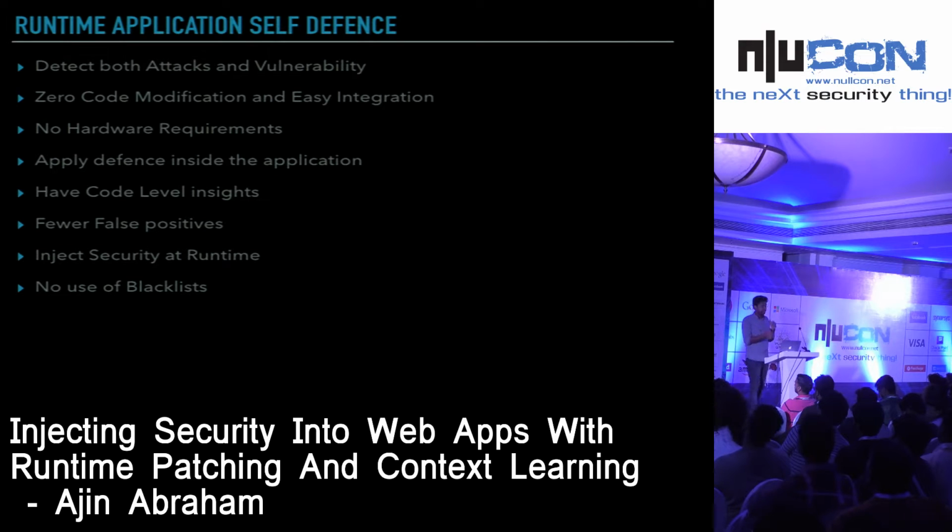Okay, so into Runtime Application Self-Defense. It can detect both attacks and vulnerabilities, with zero code modification and easy integration. These are some of the characteristics of a typical RASP, or things you should look into when assessing a RASP. I'm telling you, it's going to come soon. There are around 20 RASP vendors in the world at the moment, I think. Only 20, everyone in their early phases. So these are some of the criteria. I'm just here to set the expectation of what a RASP should really do.